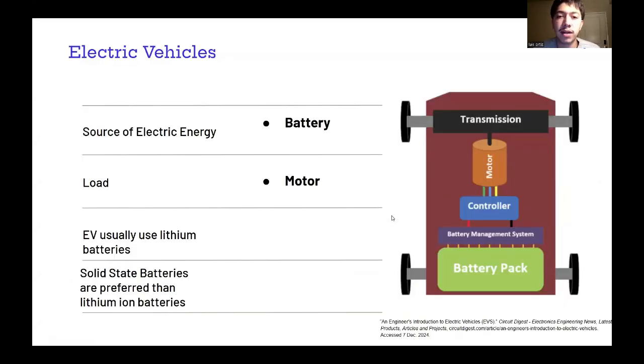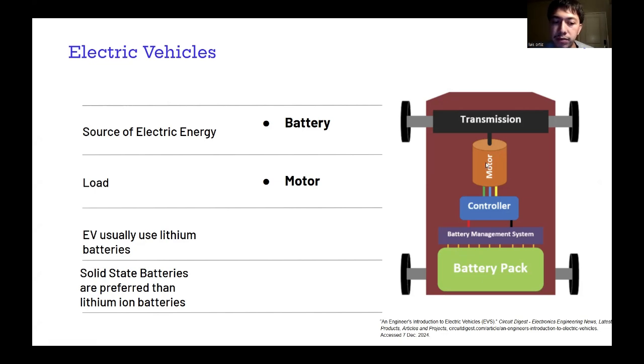So talking about my topic, which I think is important for the future, or something that's going to be developed in the future when it comes to circuits, is electric vehicles. Here we see a little bit more complex electric circuit. We have the battery pack, which is a source of electric energy, and the motor is the load. The electric current goes to the battery management system, then to the controller, and then it starts up the motor.